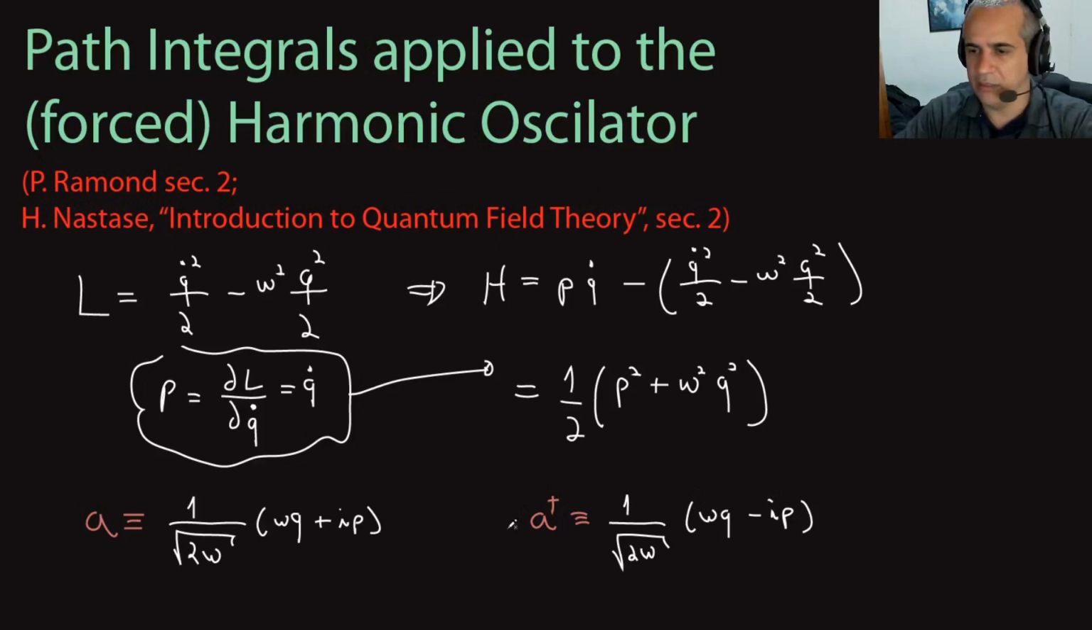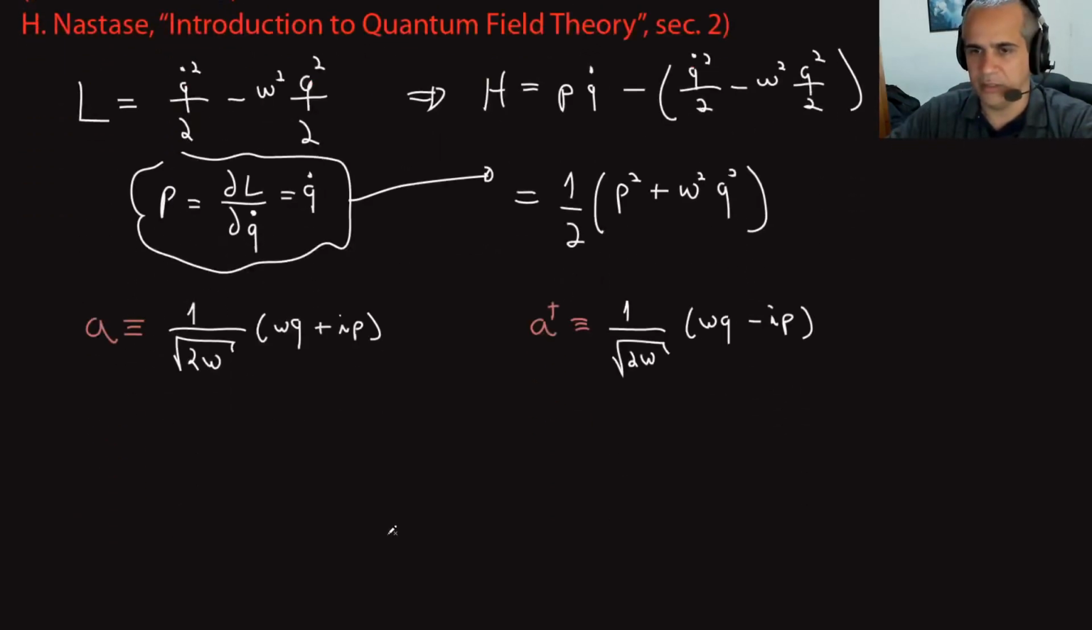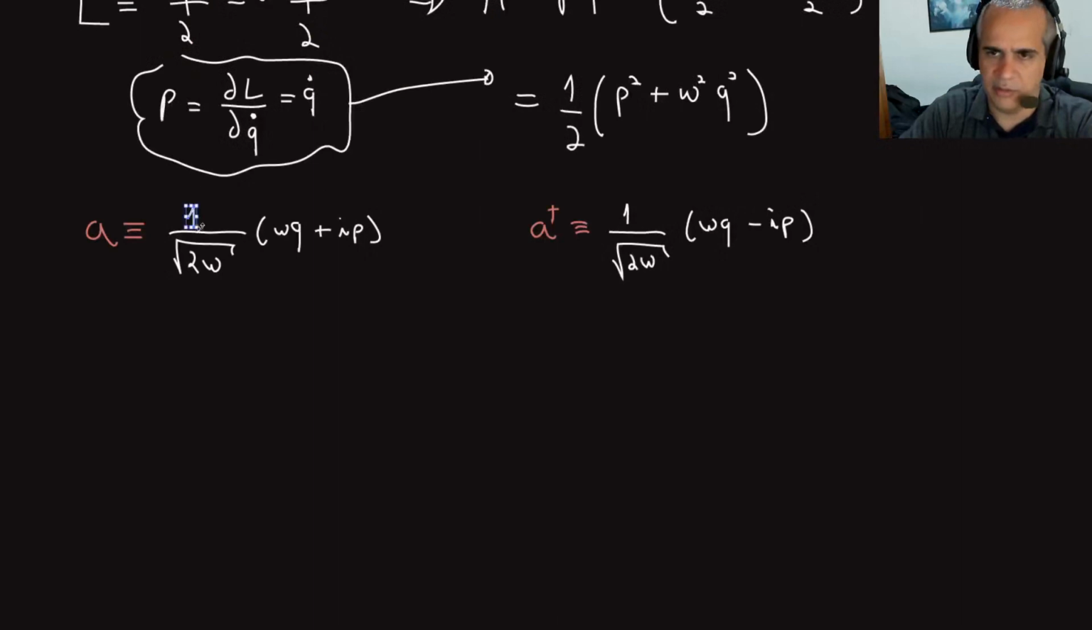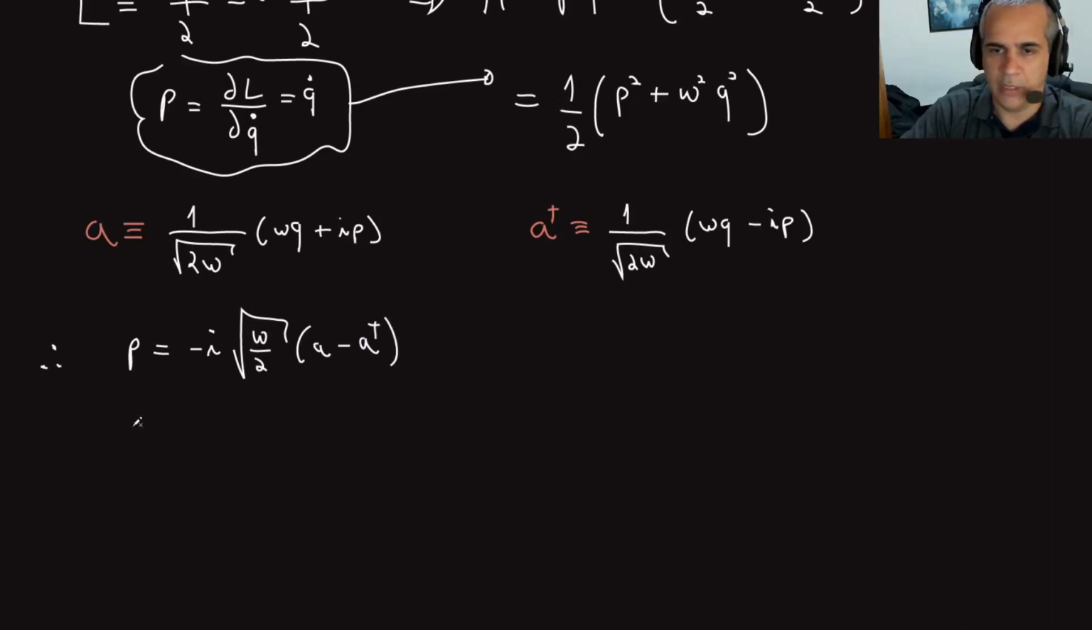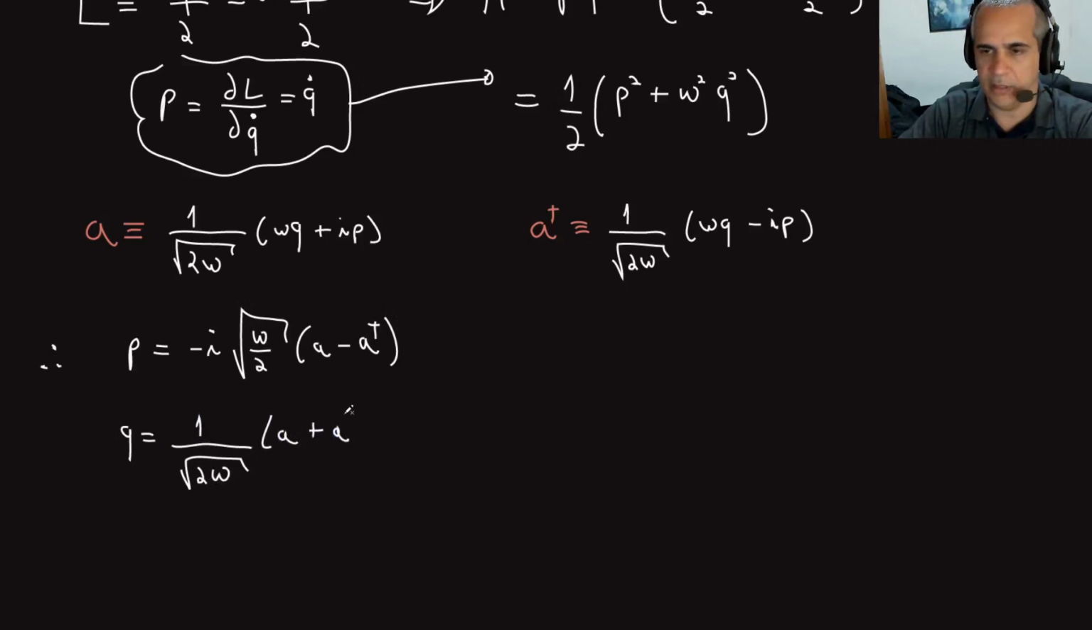Of course, I can go back with these two expressions and invert to get the expressions for P and Q in terms of A and A dagger. That's easy to do. I won't do it carefully here. I mean, everyone knows this. So P is just minus i times square root of omega over 2, times (A minus A dagger). And Q is 1 over square root of 2 omega, times (A plus A dagger).